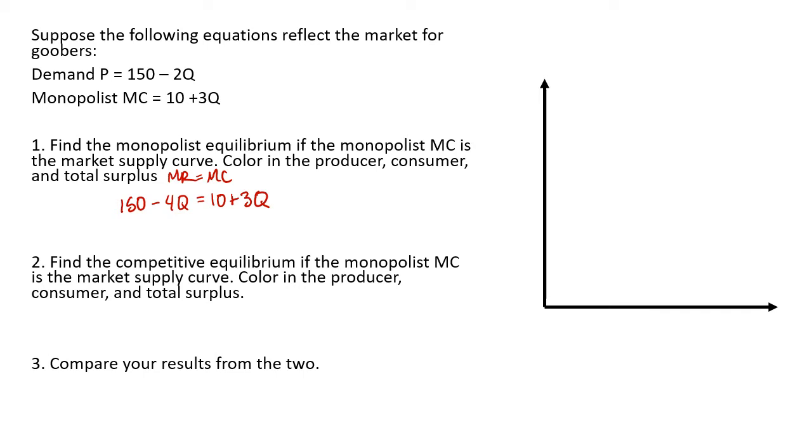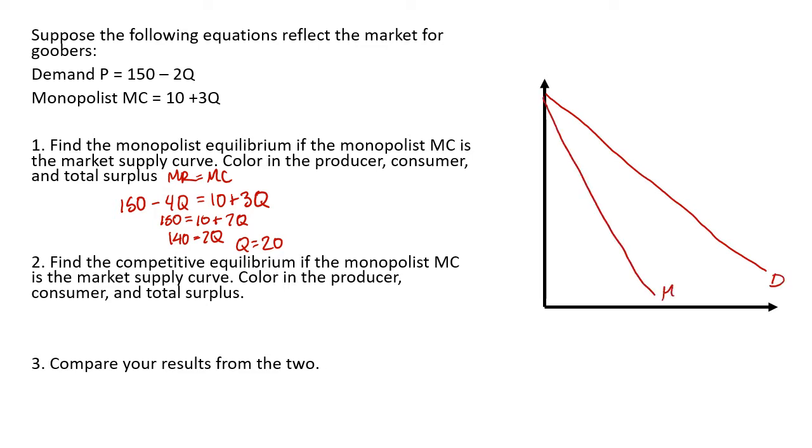equilibrium quantity. So if we add 4q to both sides, you get 150 equals 10 plus 7q. Subtract 10, you get 140 equals 7q. Divide by 7, and you get that the quantity is 20. So if we were to sketch out demand, marginal revenue, marginal cost, we have found that the monopolist is going to want to produce 20.